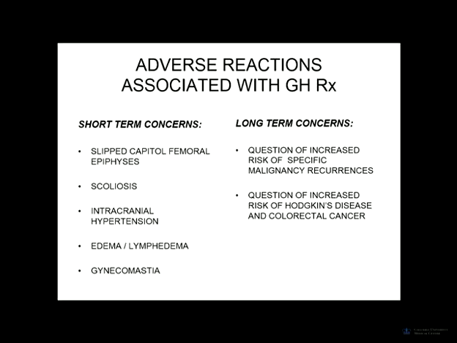Long-term concerns, and there are long-term follow-up data on kids who have been treated with growth hormone. I think it started to be used in the 1950s, and it's got a really good long-term track record. But there remains a question of possible increased risk of specific malignancy recurrences when growth hormone is used in children who have had previous cancers, and a question of increased risk of Hodgkin's disease and colorectal cancer. One thing is clear, we monitor dosing very, very carefully and give growth hormone by monitoring IGF-1 levels.